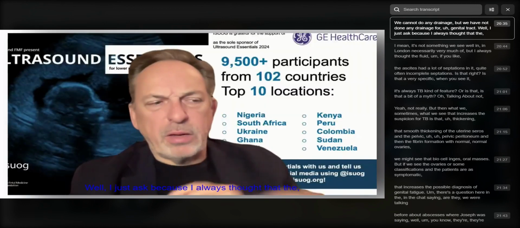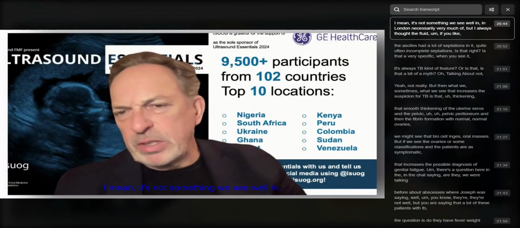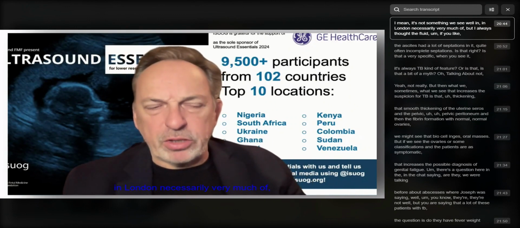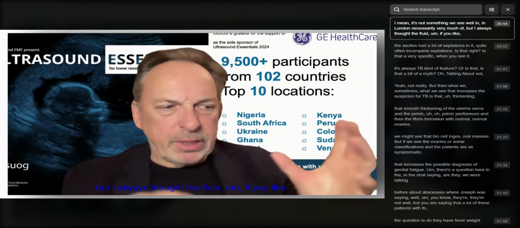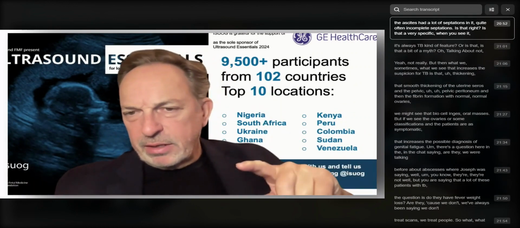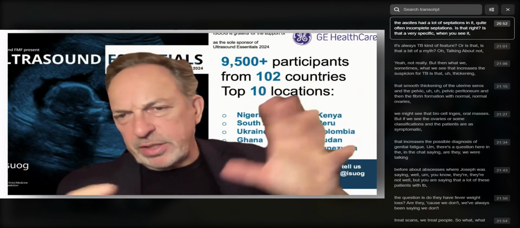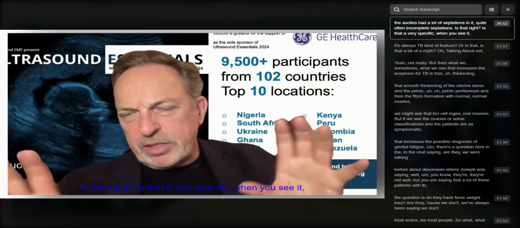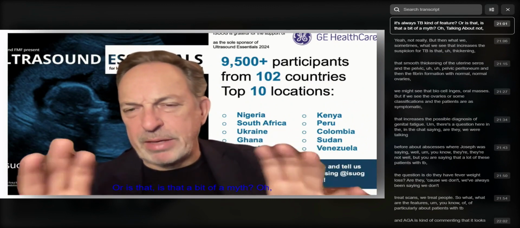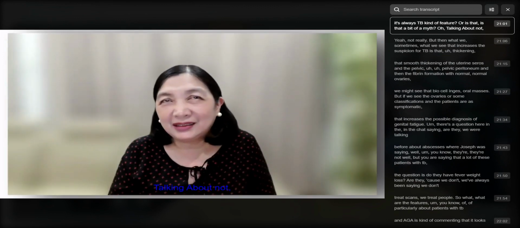Can I just ask, because it's not something we see very much of in London necessarily, but I always thought the fluid, the ascites, had a lot of septations in it, quite often incomplete septations. Is that a very specific feature, when you see it, it's always TB, or is that a bit of a myth? Do you know what I'm talking about?